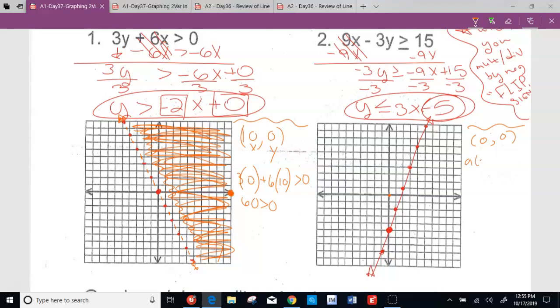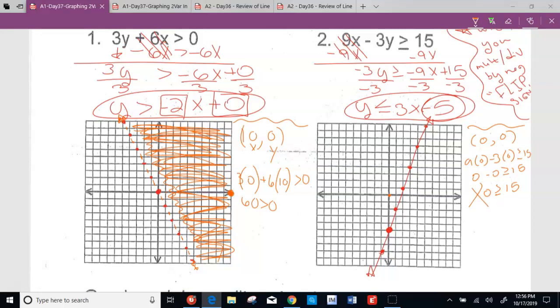I would have 9 times 0 minus 3 times 0, my bad, our inequality, not equation, greater than 15. What's 9 times 0? 0. 3 times 0? 0. Would 0 minus 0 be greater than 15? No. 0 is not bigger than 15, that is so false. That means the left side is all false.